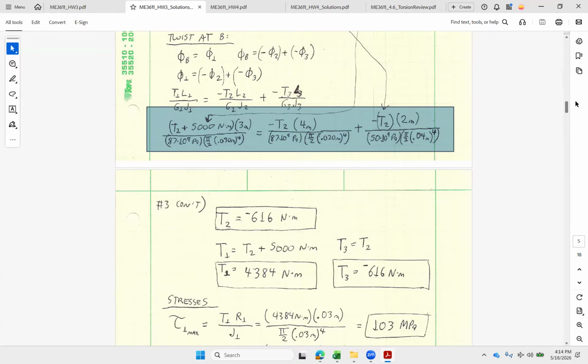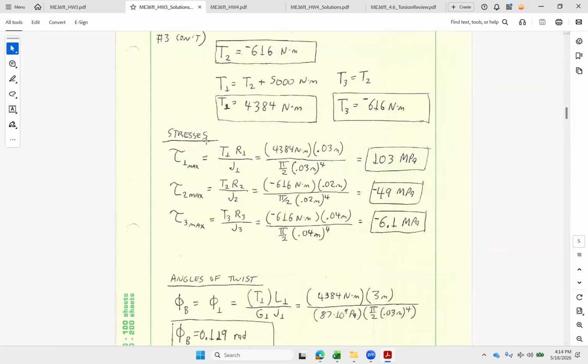Then for the stresses, just TR over J. Remember to be careful and use only your local values for that particular bar. All right, so whatever the max radius for each one is, we plug in. There we get our stresses.